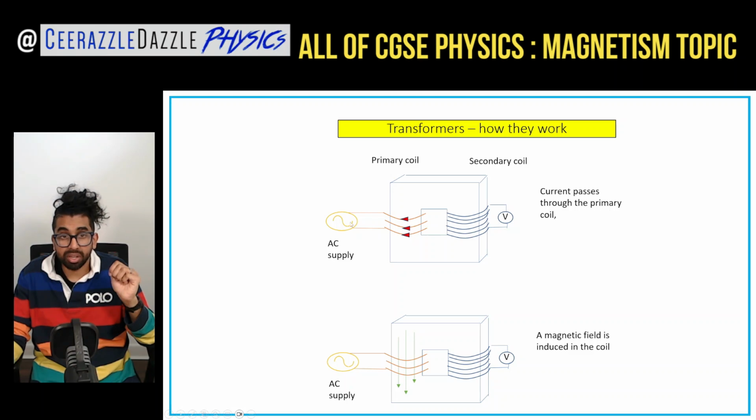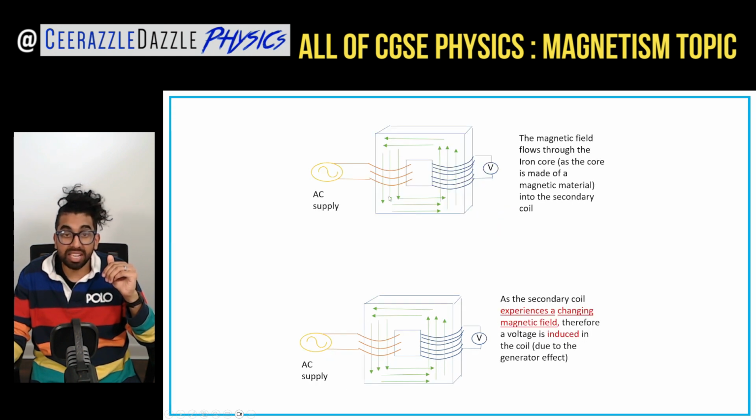How do transformers work? So first of all, you pass current through the primary coil. Hopefully you recognize that when current passes through the primary coil, a magnetic field is induced. Now the magnetic field is induced, don't forget this is made out of iron. Therefore the magnetic field can flow through the iron core. Excellent stuff. As the secondary coil is now experiencing a changing magnetic field, a voltage will be induced. So look over here, as the secondary coil experiences a changing magnetic field, a voltage will be induced due to the generator effect.